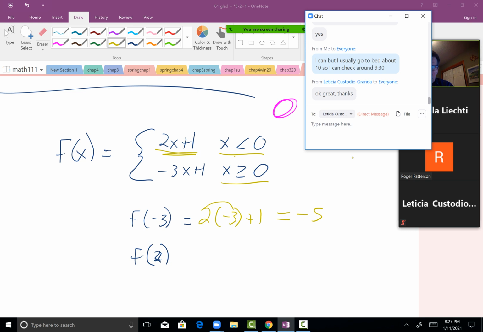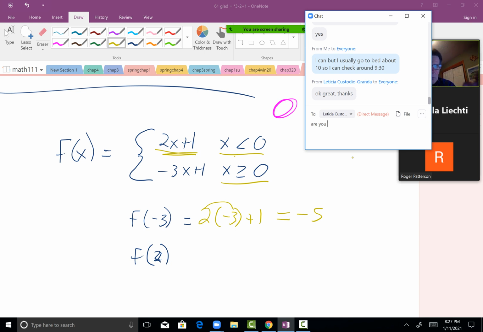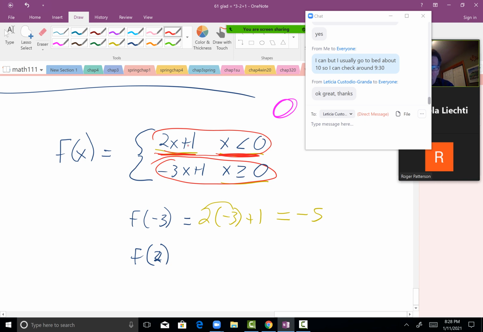Okay. I guess I'm just confused how I would know which function to place it with. Because this function goes with this condition. See, they're both in a row. Okay, you wouldn't, so 2x plus 1 goes with that condition, right? And 3x plus 1 goes with this condition.